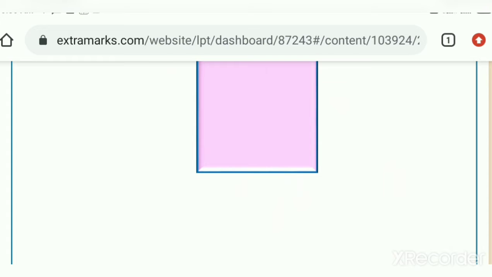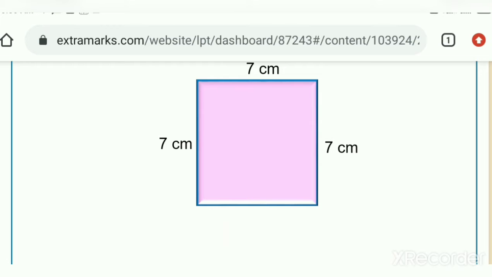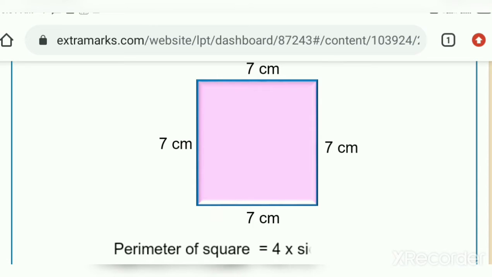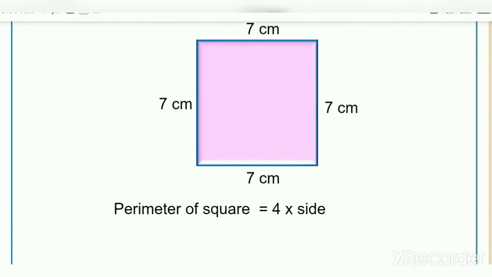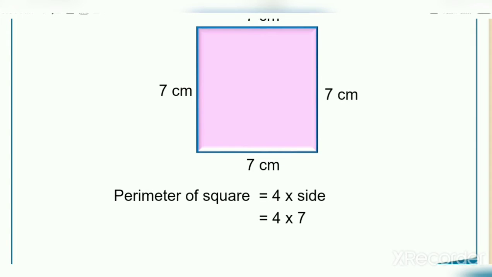Here is an example of perimeter of a square. Each side of this square is 7 centimeters. So perimeter of a square is equal to 4 times the side. So we should multiply 4 by 7. Therefore, the answer is 28 centimeters.